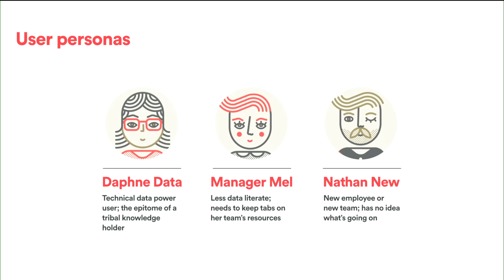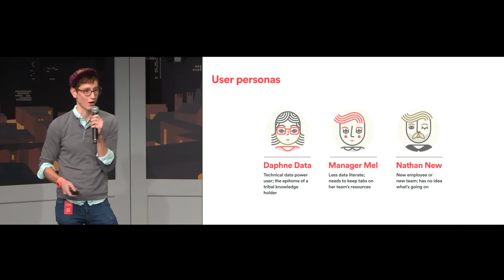From these interviews, three user personas emerged that span a variety of data literacy levels. The first one I'm calling Daphne Data. She's a technical data power user, the epitome of a tribal knowledge holder. She knows a lot about a lot, and she's frustrated by having to explain all the context to the data resources all the time. Next, we have Manager Mel. She's a little bit less data literate, but she still needs to keep tabs on her team's resources, get context on what other teams are working on, etc.